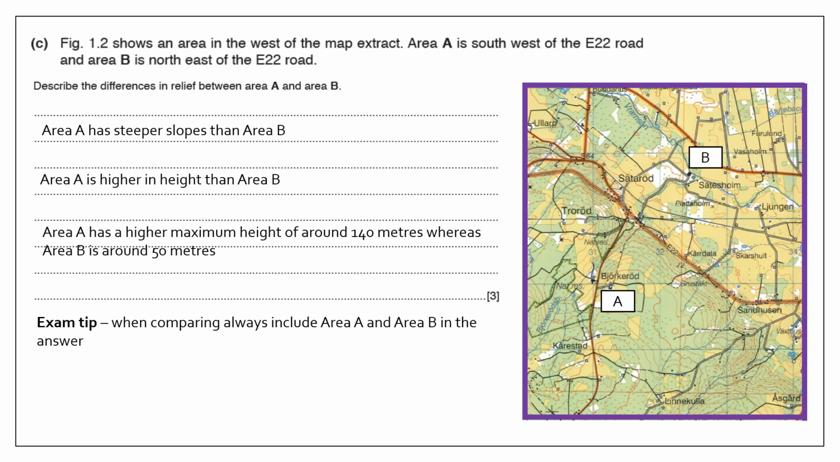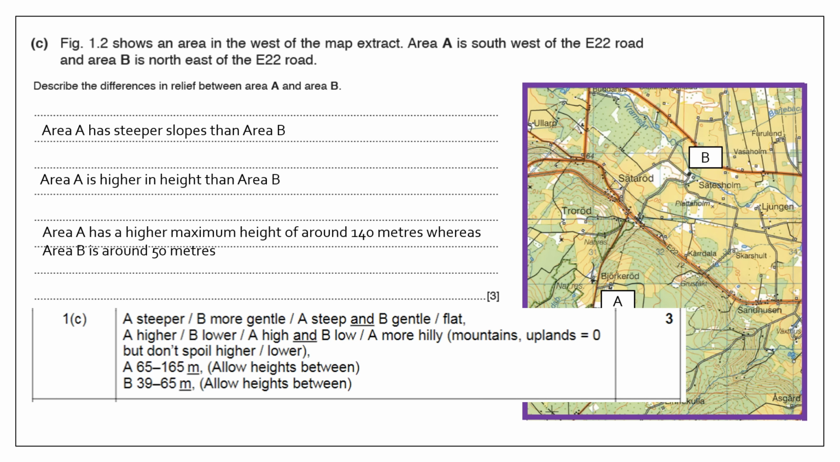So if I look at the mark scheme, A is steeper. Yeah, I've said that, 1 mark. A is higher. Again, stated that, 1 mark. And I've quoted some of the heights. So through including the names of both locations, it makes it easier for the examiner not to take marks away from you. And again, you're describing it, so 3 points of difference you have to describe.